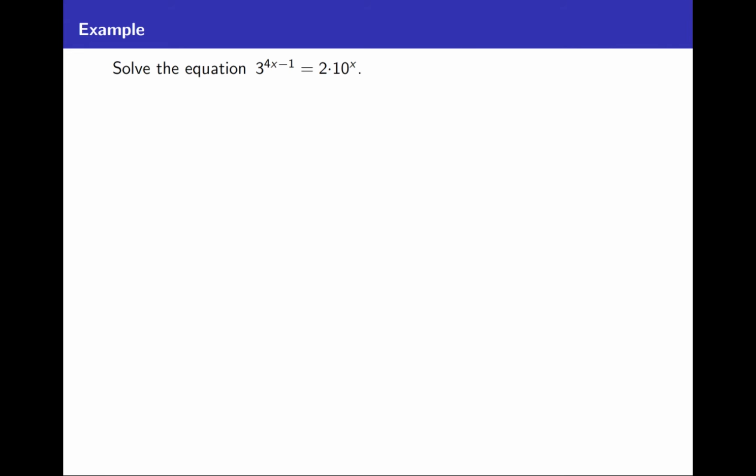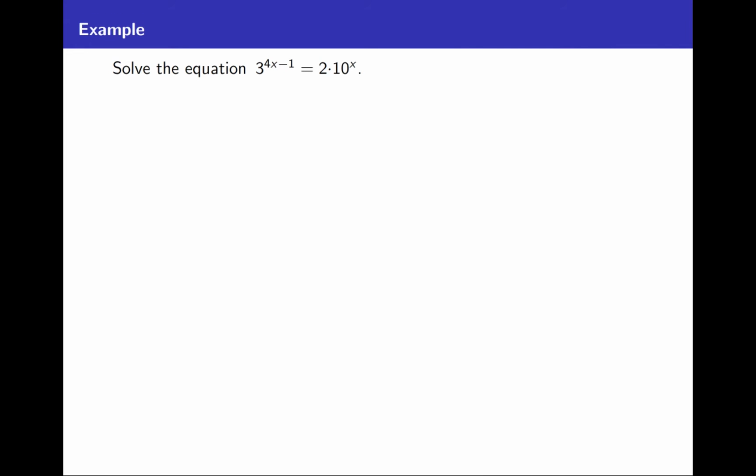As an example, or an application of ln, imagine you had to solve the equation 3 to the 4x minus 1 equals 2 times 10 to the power of x. So we want to solve this for x. Find the values of x that make this equation true. When you look at this equation, the x's occur as exponents. They're way up there as exponents. And to solve it, you want to isolate the x.